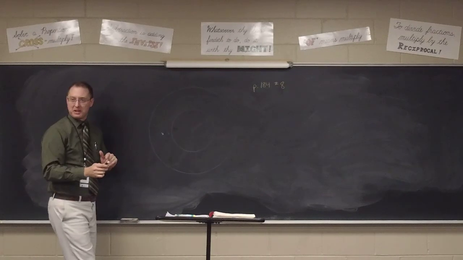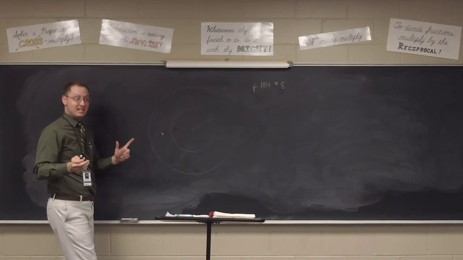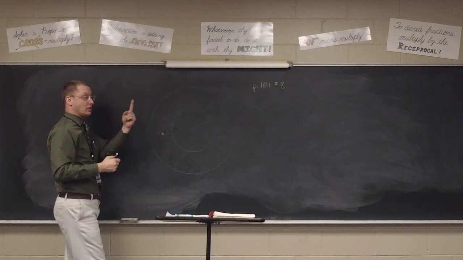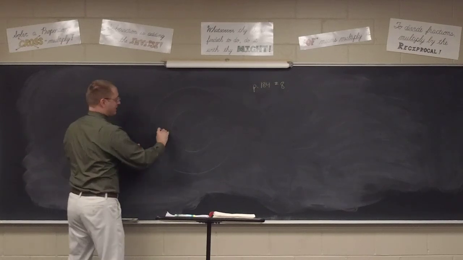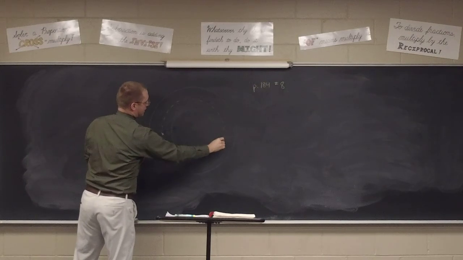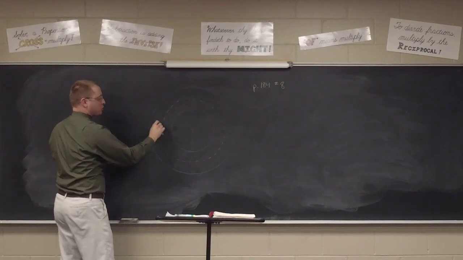But that's not the only point. We could get more points. And if we did, we would get, class, a circle. Tell me about the circle. It's between the two concentric circles midway. It is midway between them.